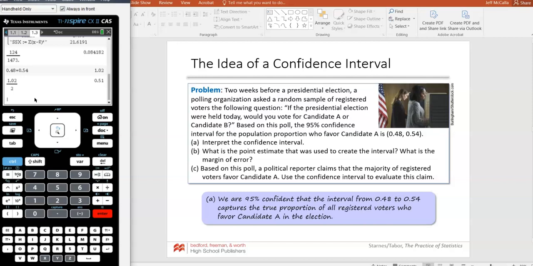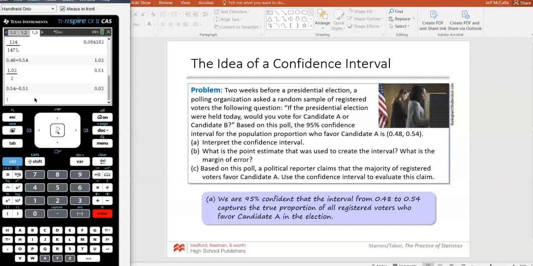And then it looks like that's 3 units away. I mean, you could do 0.54 minus 0.51 just to see you're at 3 percentage points away in either direction there. So that's going to be the margin of error, 3%. That's always true for political polls, by the way. Based on this poll, it's always 3%.